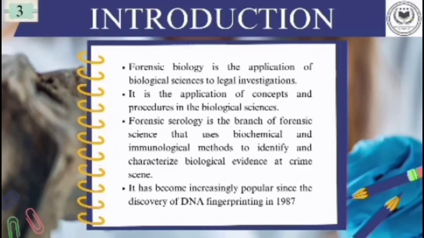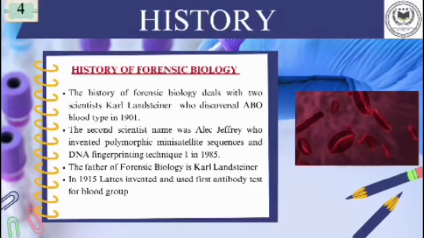DNA fingerprinting. The history of forensic biology depends on two scientists, Karl Landsteiner and Sir Alec Jeffreys. Karl Landsteiner discovered the ABO blood type in 1901. Those ABO blood groups are the A blood group, B blood group, O blood group, and AB blood group. The second scientist was Sir Alec Jeffreys, who discovered DNA fingerprinting or DNA profiling in 1985. The father of forensic biology is Karl Landsteiner, and in 1915, Lattes invented the first antibody test for the blood group.